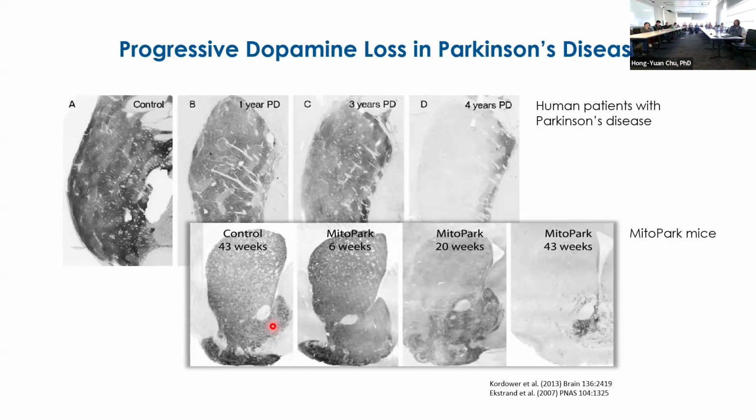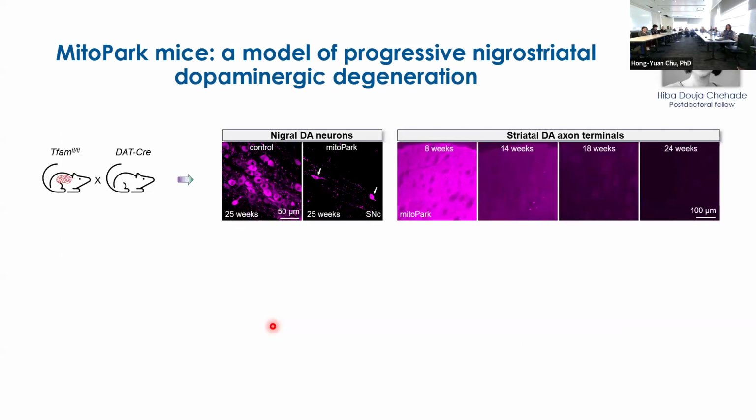This model, which people have already generated in the field for more than 10 years, is called the MitoPark mice. You can see that at 6 weeks old, these mice have a normal level of striatal axon terminals compared to controls, but by about 20 weeks, you can appreciate almost no dopamine axon terminals in the dorsal striatum, and this animal can live up to about 40 weeks, by which time you have to sacrifice them. And so we use this model to study cortical adaptation at different stages of Parkinsonism.